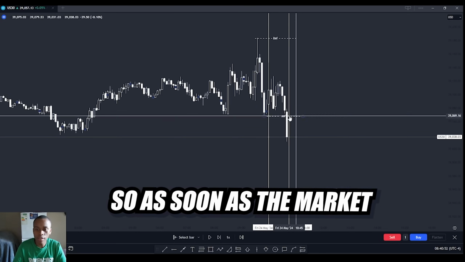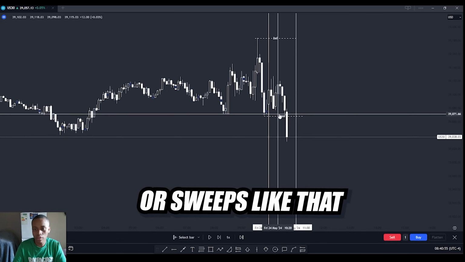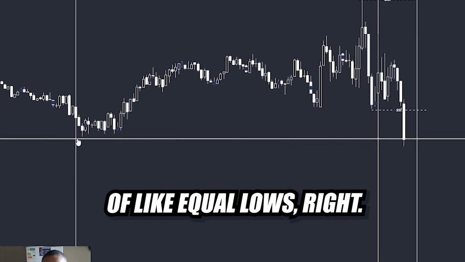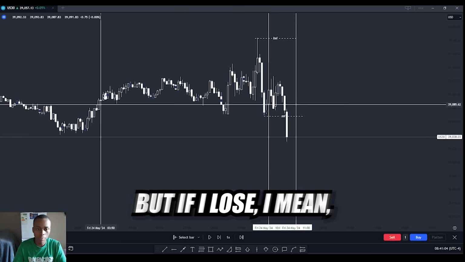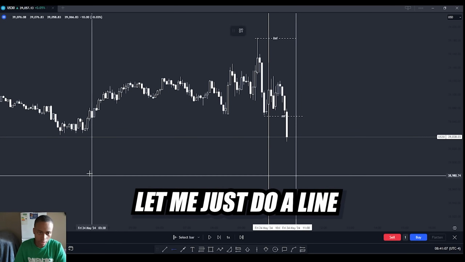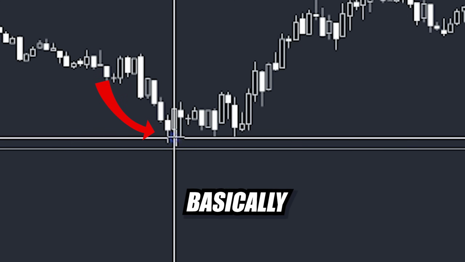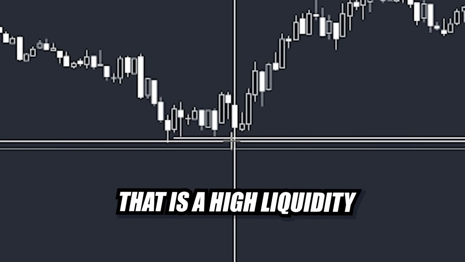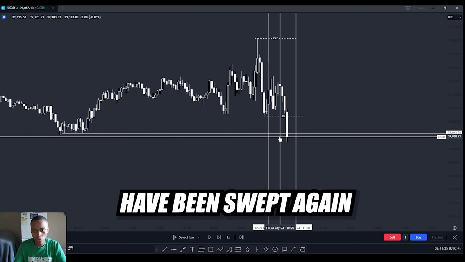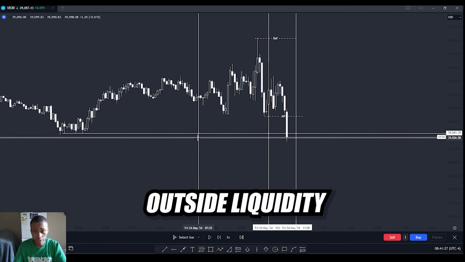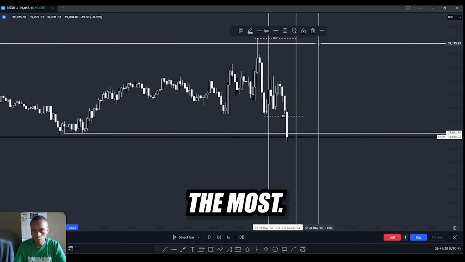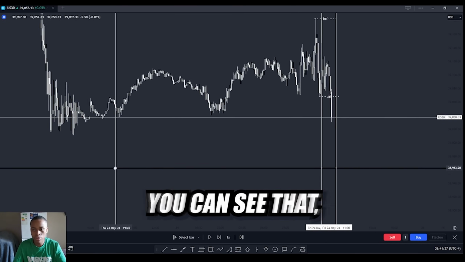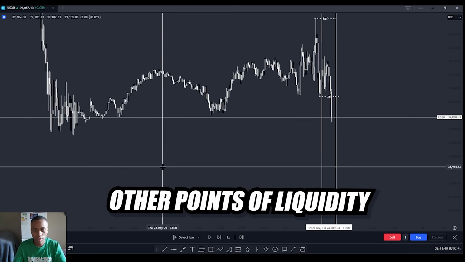So as soon as the market touches or sweeps that sell side liquidity, again with that liquidity, which is a build-up of equal lows right there, equal lows. By equal lows I mean, let me just draw a line. These wicks that are basically at the same level, that is a high liquidity point. They have been swept, again with that sell side liquidity that we're basically targeting the most. That's giving us the clear direction, right?